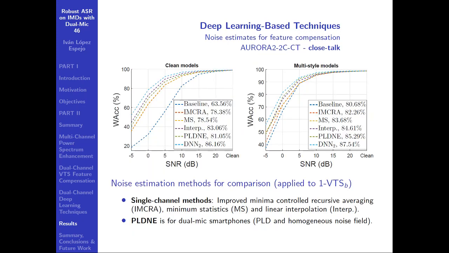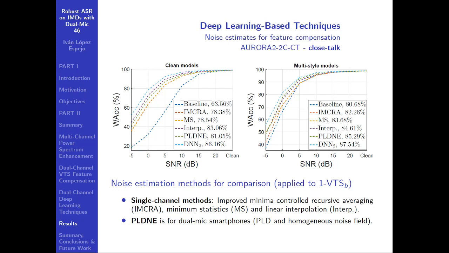To conclude our experimental analysis, we compare DNN sub 2, which has exhibited the best performance, with different single-channel noise estimation methods from the state of the art, as well as with a dual-channel method specific for dual microphone smartphones employed in close-talk position, PLDNE. Of course, all of them are used in combination with VTS feature compensation. More in particular, PLDNE assumes both a homogeneous noise field and that clean speech at the secondary channel is much attenuated with respect to the primary one.